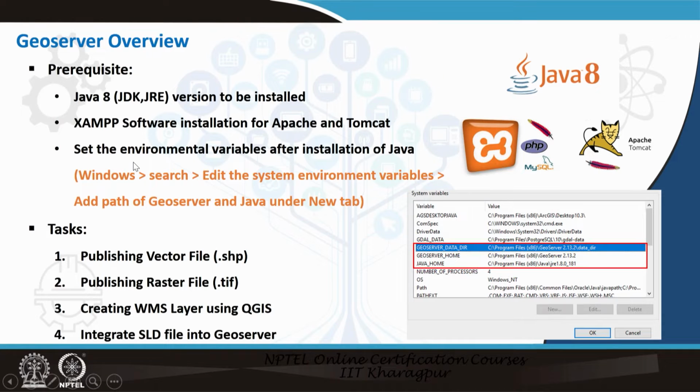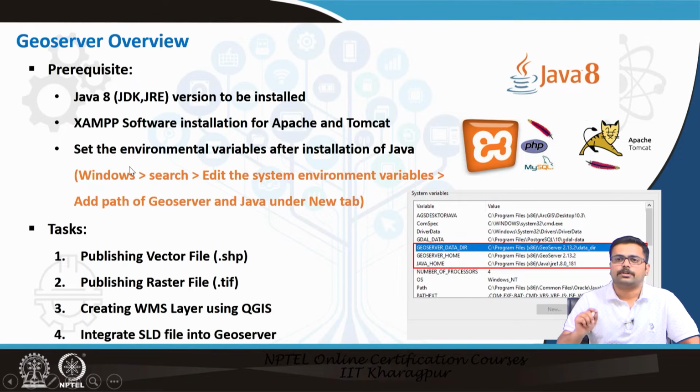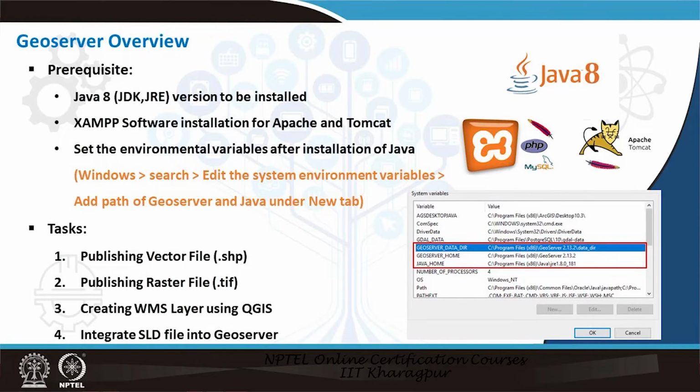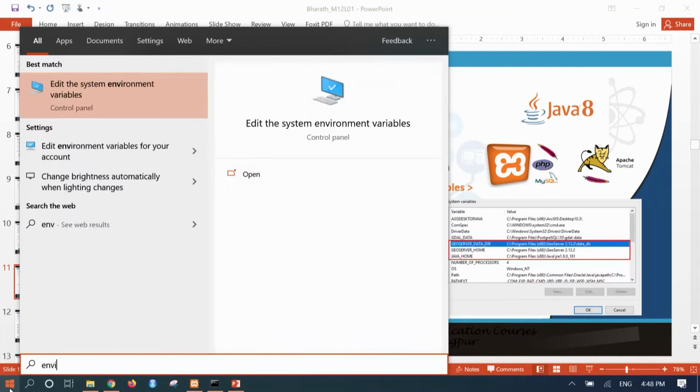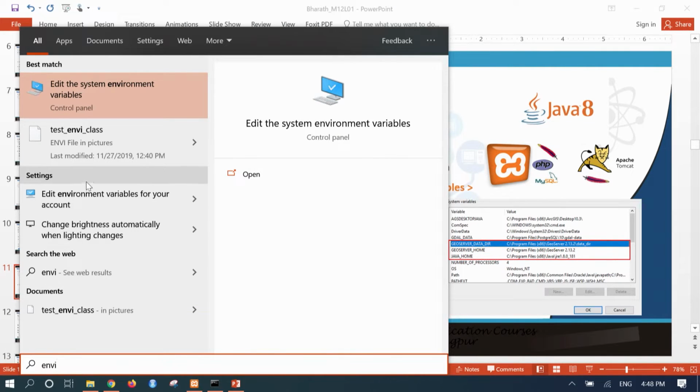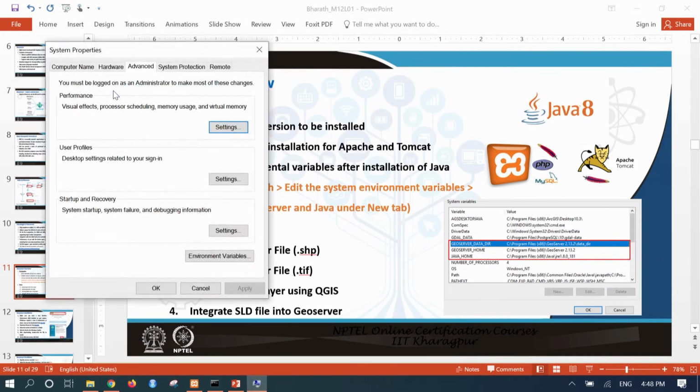But before that, you have to make sure that you set the environment variables after the installation of Java, which you can get in the Windows search tab. You can just say edit the system environment variables. In that you need to add a path of GeoServer and Java under this particular tab. So we can see this here. If I go for system variables, just type environment variables, it will take you to edit the system environment variables.